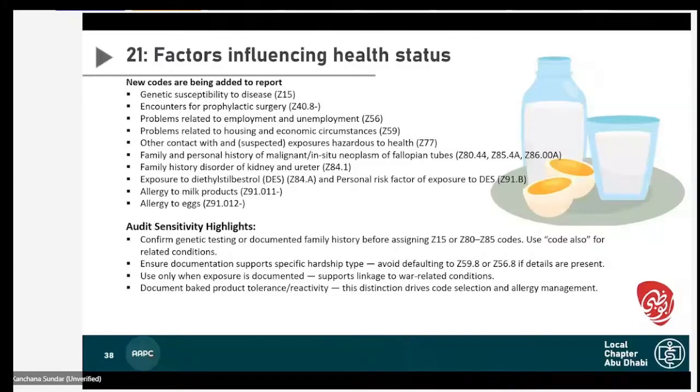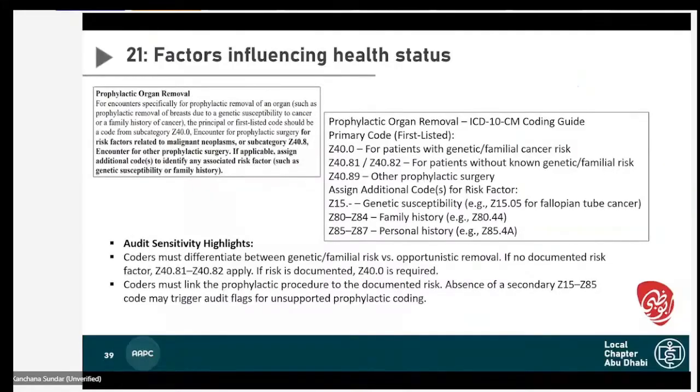So this brings us to the next slide, a very important guideline change we have on prophylactic organ removal. But what is the change? There is no change in coding the encounter for prophylactic surgery; that stays as Z40. But the important change here is, if applicable, assign the additional code to identify any associated risk factors. This gains importance with this change. So whenever we see a risk factor related to the malignancy or neoplasm, please ensure that it is captured accordingly.